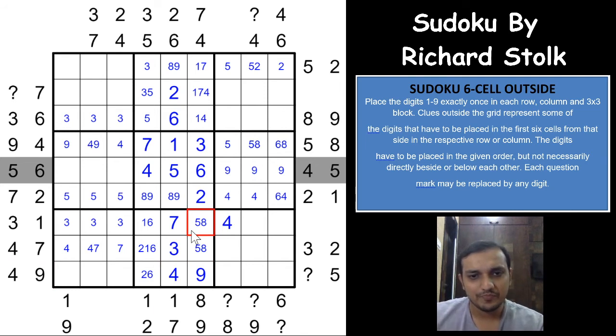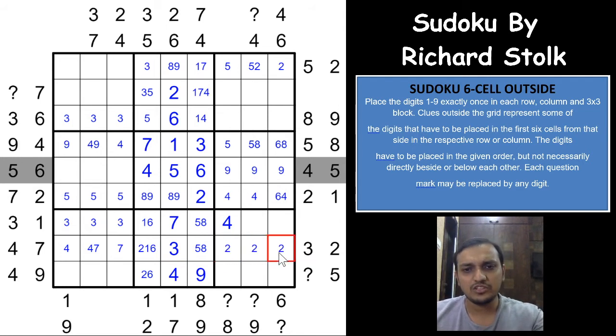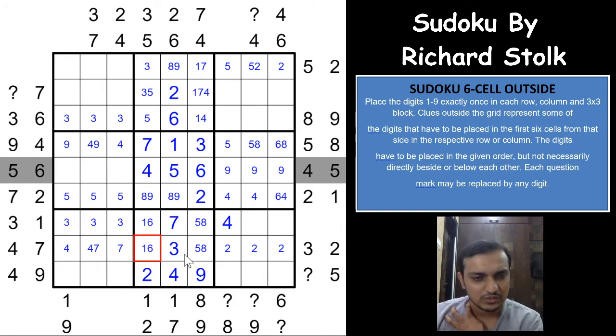And same way, you cannot have a 2 here, because after the 2 you need to have a 3, and you already have a 3 here, which means 2 would have to be before the 3. So which means you cannot have a 2 here, and 2 becomes part of this cell, and this becomes 1 and 6. Nice.